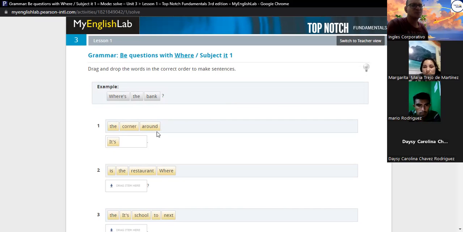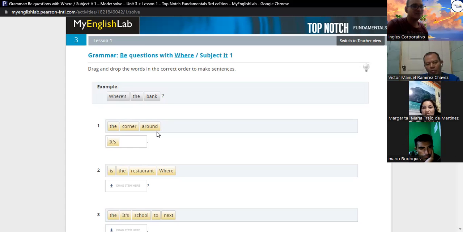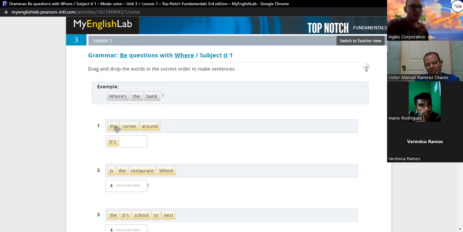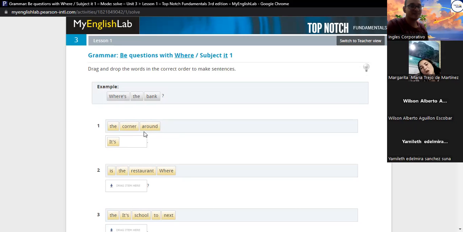It's corner around. Are you sure? What is the corner? Sorry, repeat. What is the corner? No. Look at the elements. Don't invent. Over here, you have the elements. Just put it in order. What is the correct sentence? Over here, you have the elements. You don't need to say anything. It's the corner. What is the sentence? It's around the corner.